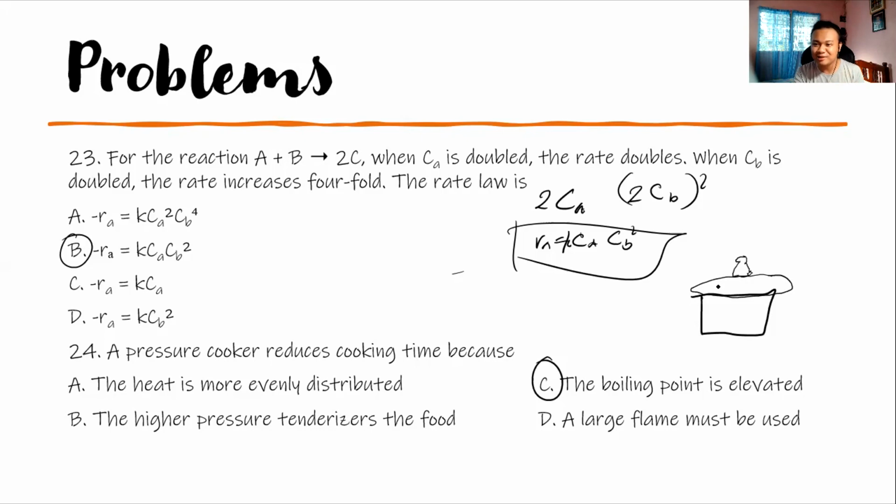That's the sound that your pressure cooker makes when you want to tenderize tough meat. Because the boiling point is elevated due to the high pressure, the temperature also increases. So instead of water boiling at 100 degrees Celsius, it boils at a higher temperature.